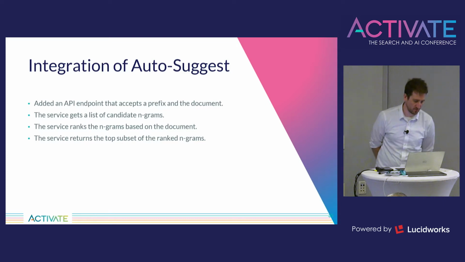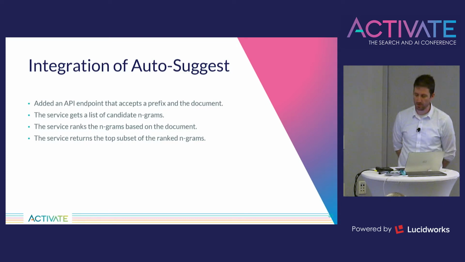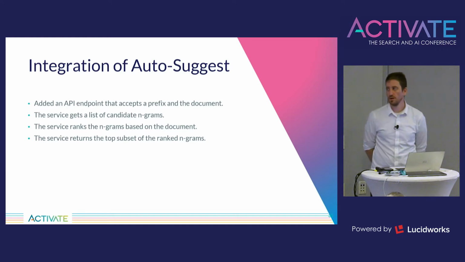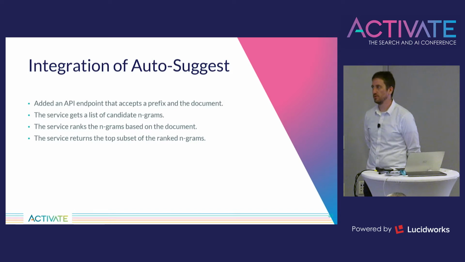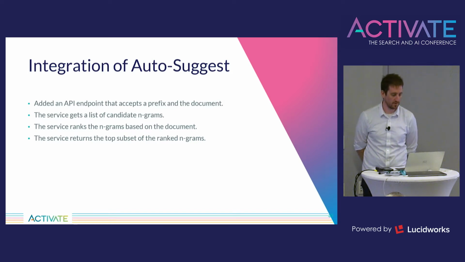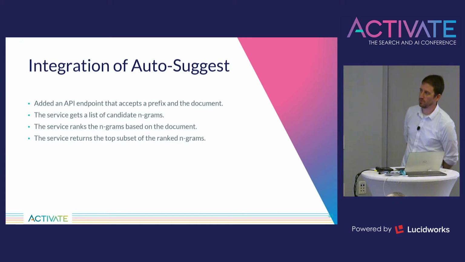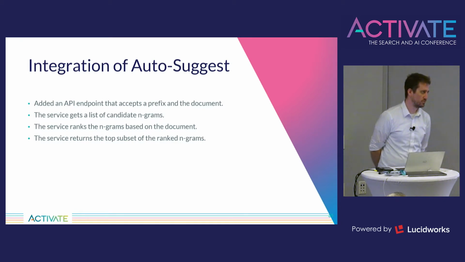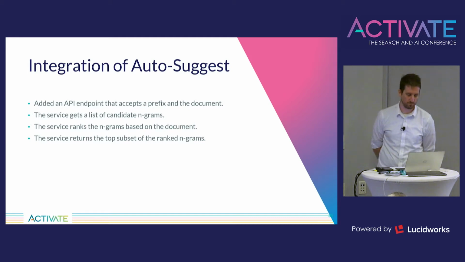The integration of autosuggest, we use that same REST service and added an endpoint that accepts a prefix in the document. And the service gets a list of the candidate n-grams. From it, it ranks them and then returns the top n subset of those ranked n-grams to the user interface where they're writing the document so that they can be able to have that feedback.